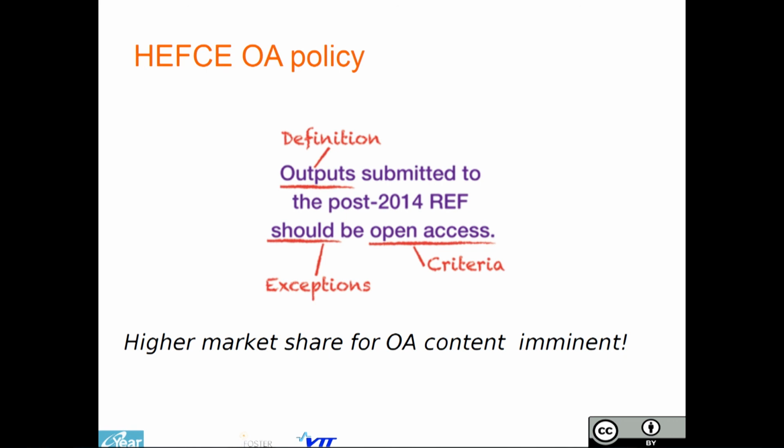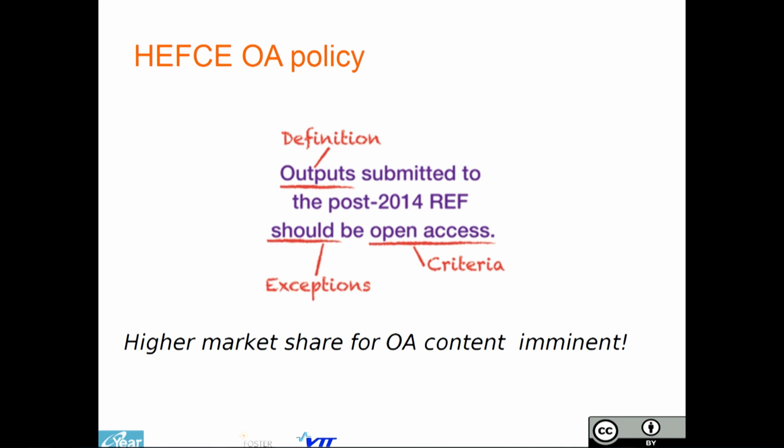And when institutions do well in the REF, they rank high, and they get money from HEFCE. The higher you rank, the more money you're getting. The lower you rank, the less money you are getting as an institution. Now, why is this important, and why is the HEFCE open access policy important?